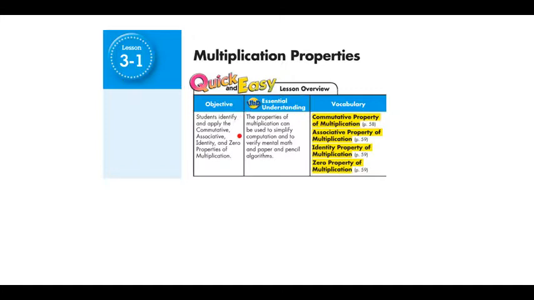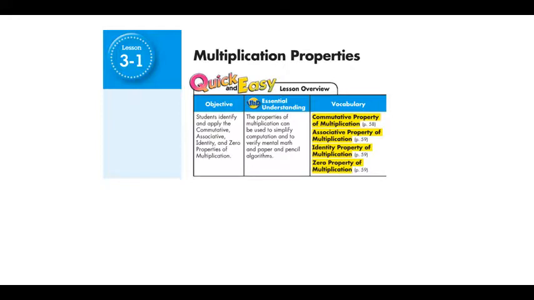Something for you to understand about these is that the properties of multiplication can be used to simplify computation and to verify mental math and paper and pencil algorithms. Some vocabulary you'll see today and that I will use a lot in this lesson are commutative property of multiplication, associative property of multiplication, identity property, and zero property.